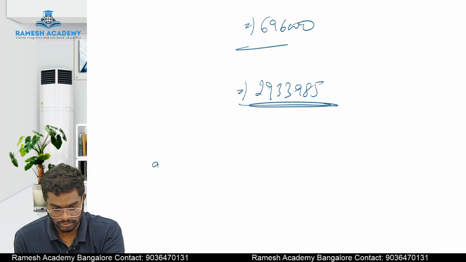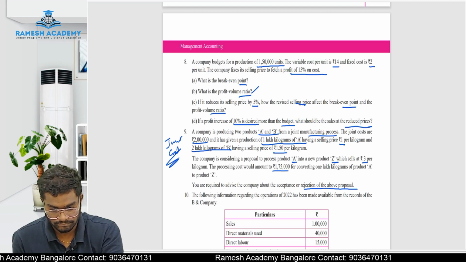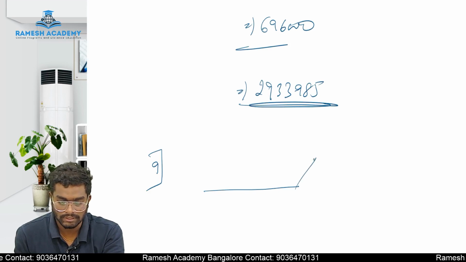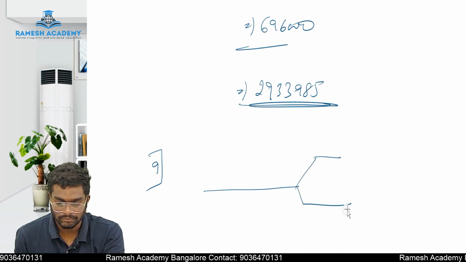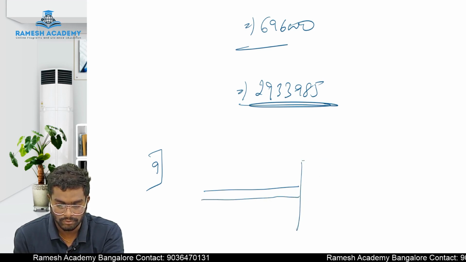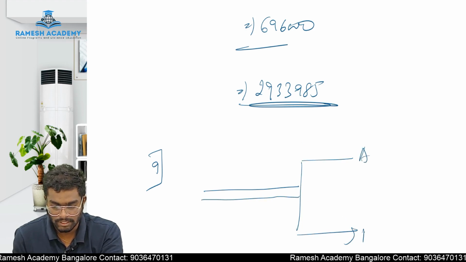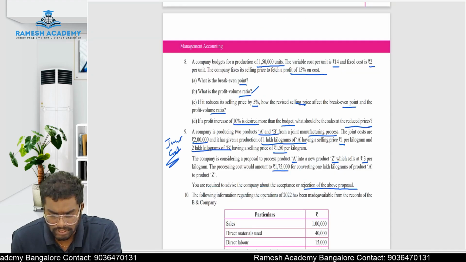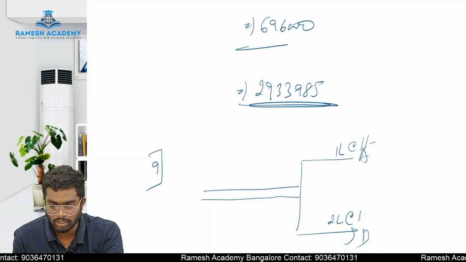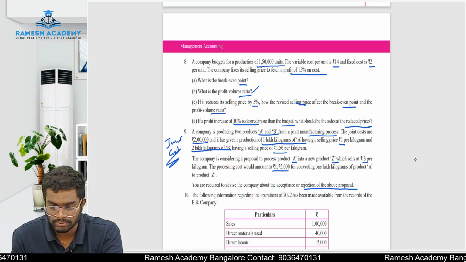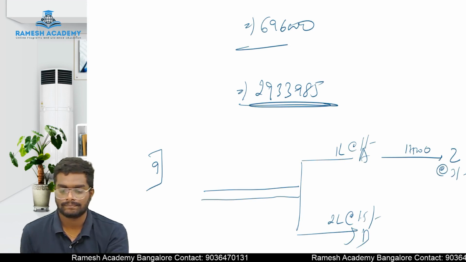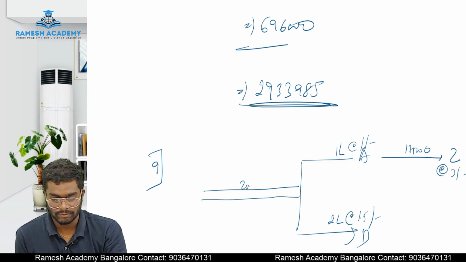So this is the 9th question. There is one joint process, but we have two outputs, A and B. This is 1 lakh kilo, that is 2 lakh kilo, at 1 rupee and at 1.5 rupee. But A can be further processed to Z, but the cost is 1,75,000, and there it can be sold at 3 rupees. So this is the question. Here we have spent 2 lakh.